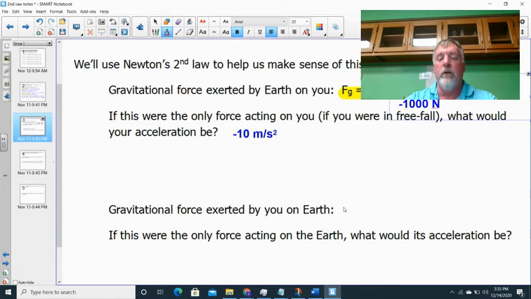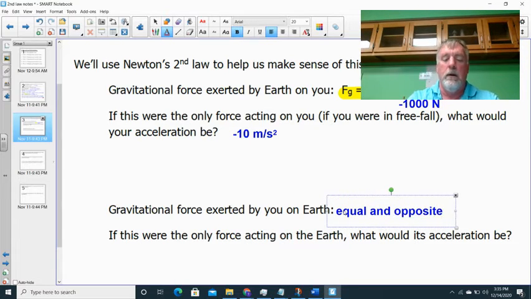What's the force exerted by us on Earth? It's going to be equal and opposite. So that force is going to be a positive 1,000 newtons. Same magnitude, 1,000, but in the opposite direction. It's in the positive direction.